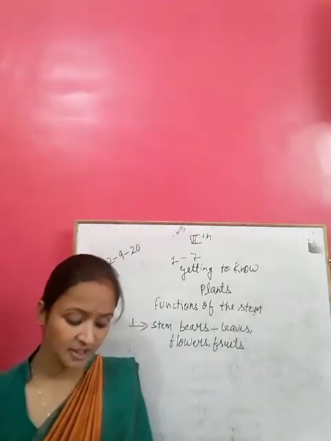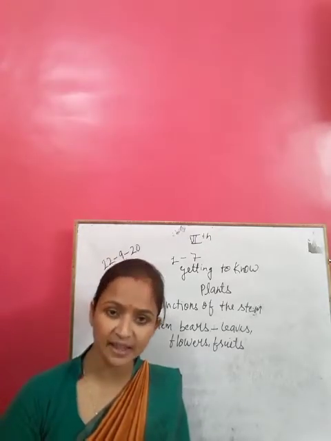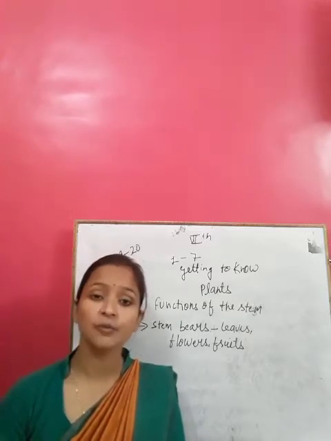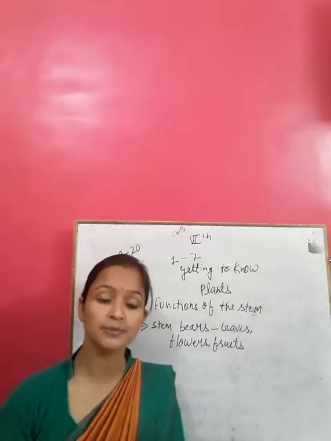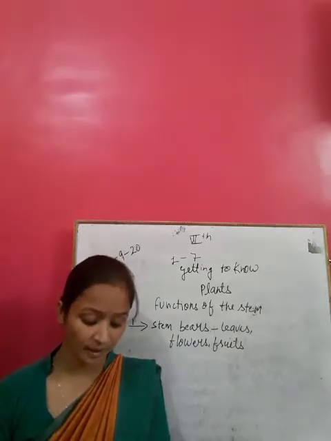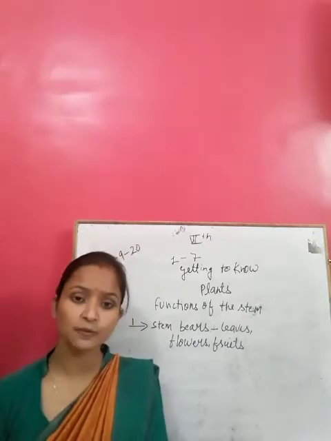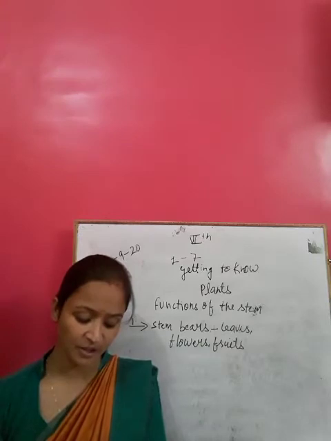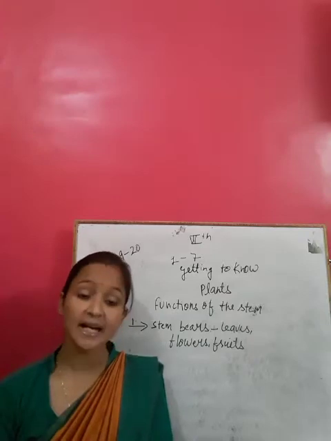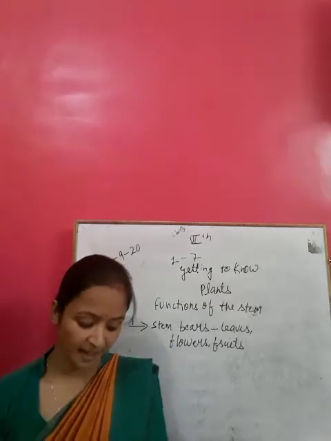When young, the stem is green in color and manufactures food through the process of photosynthesis. It carries water and mineral salts from the roots to the leaves and flowers. And it carries food manufactured in the leaves to the roots and other parts of the plant body.